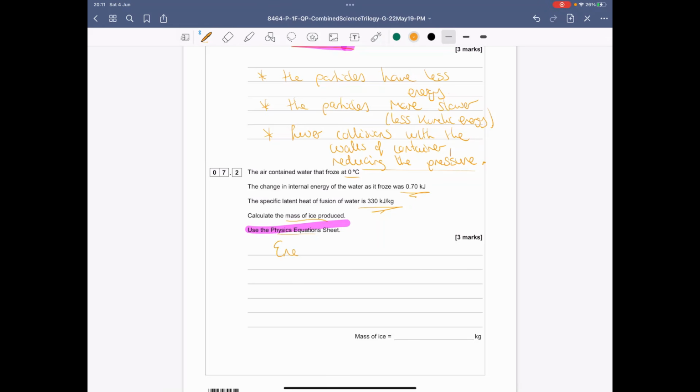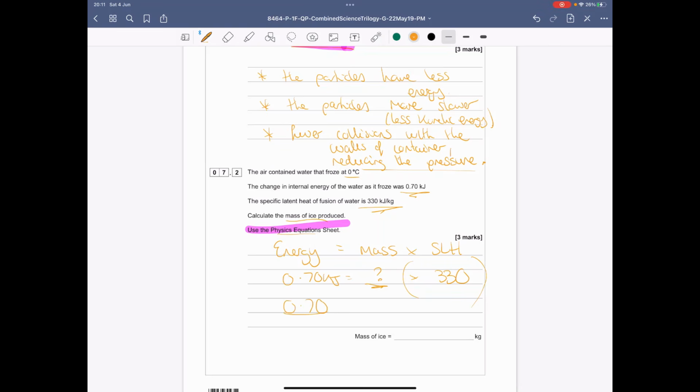So the energy equals mass times specific latent heat, and that will be on your equation sheet, so you just copy it down. You can then substitute. Your energy is 0.7 kilojoules, your mass is your unknown, and your specific latent heat is 330. Rearranging the equation, I'll just do the inverse to get mass as the subject of the equation.